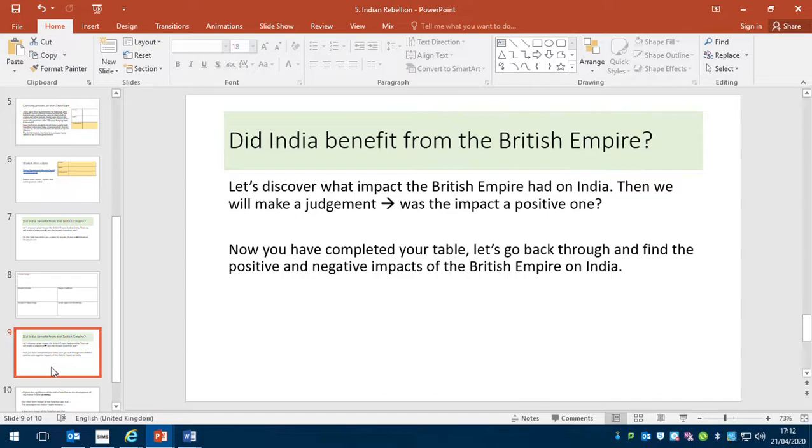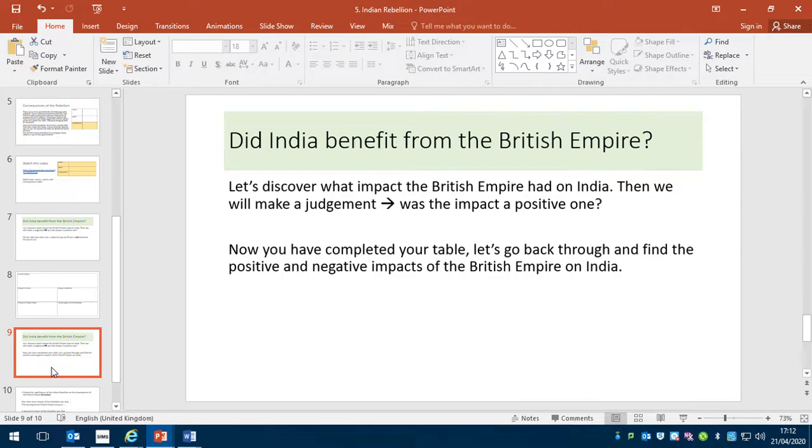When we're looking at the building factories section, we know that factories were built in India that helped to make goods such as cotton, cloth and flour. Again, the British owned the factories and mills, which gave work to the Indians. So I'd take your positive highlighter or your underlining and underline this as a positive.